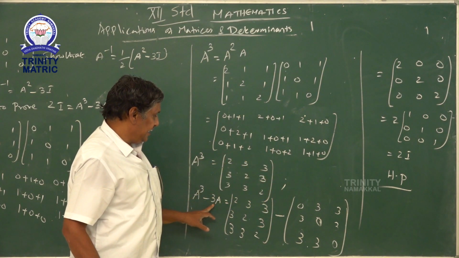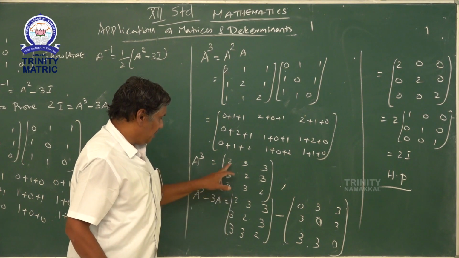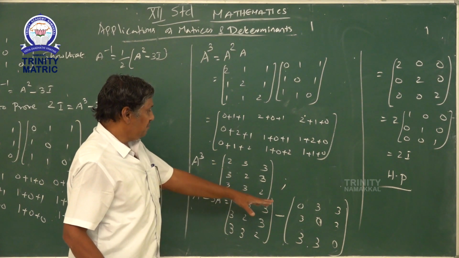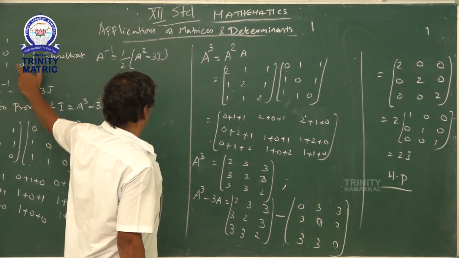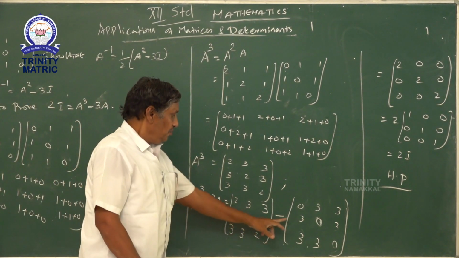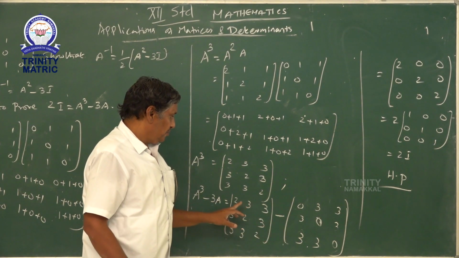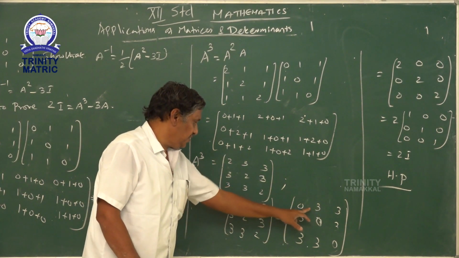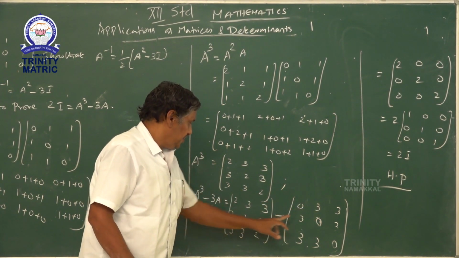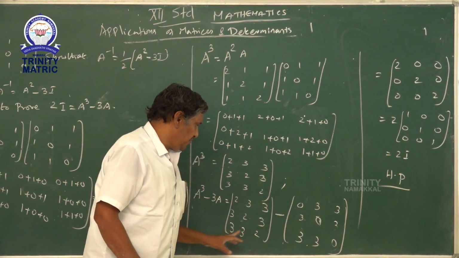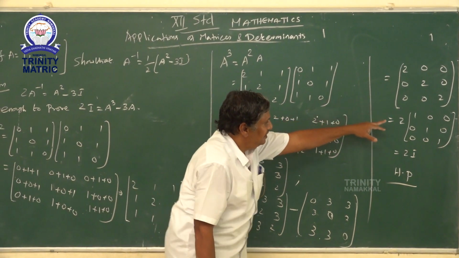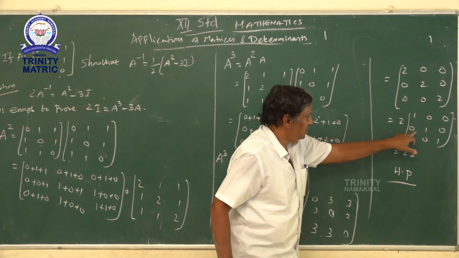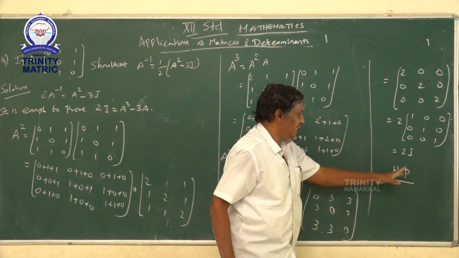A cube minus 3A. A cube we found. We have to multiply A by 3. So 0, 3, 3, 3, 0, 3, 3, 3, 0. Now subtract: 2 minus 0, 2. 3 minus 3, 0. So 2, 0, 0, 0, 2, 0, 0, 0, 2. We take 2 out, then 1, 0, 0, 0, 1, 0, 0, 0, 1. That is 2I. Hence proved.